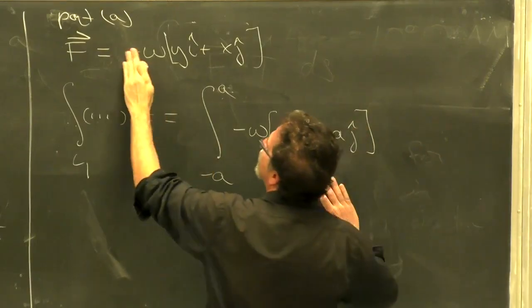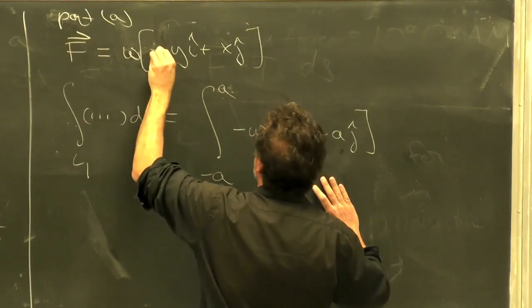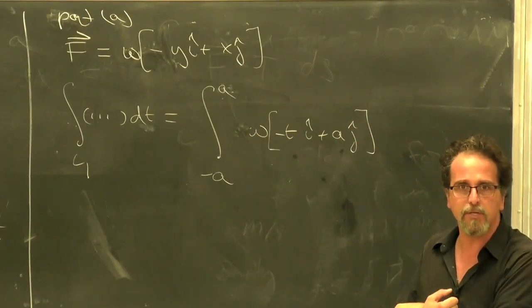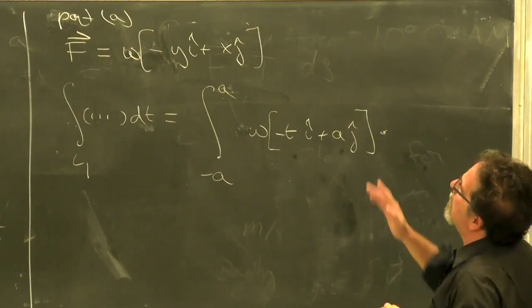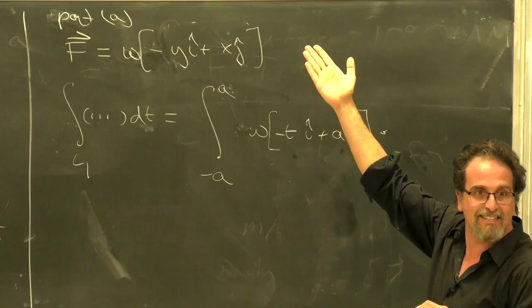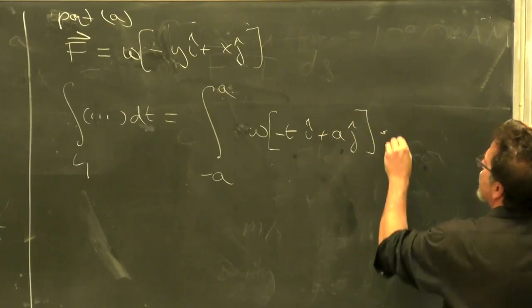And by the way, I put the negative in the wrong place, everybody. This is omega times negative y. So there's a negative t inside the parentheses. I apologize. Multiplied by dr dt, but dr dt is super easy over here. Dr dt is j hat. Right? Dr dt is just j hat.